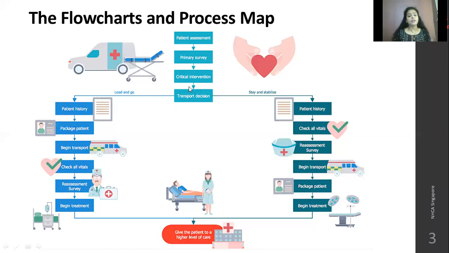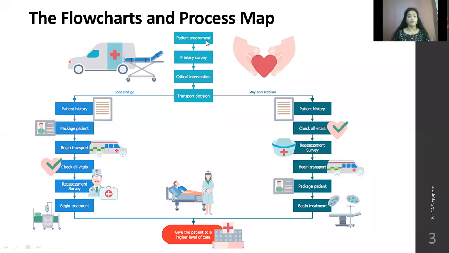So critical interventions will be done. If the patient is stabilized, they can be discharged, and if they are not stabilized, they require further treatment, they have to go into the inpatient ward, or they may have to go to the OT for surgery. So that is how a typical flow chart works.